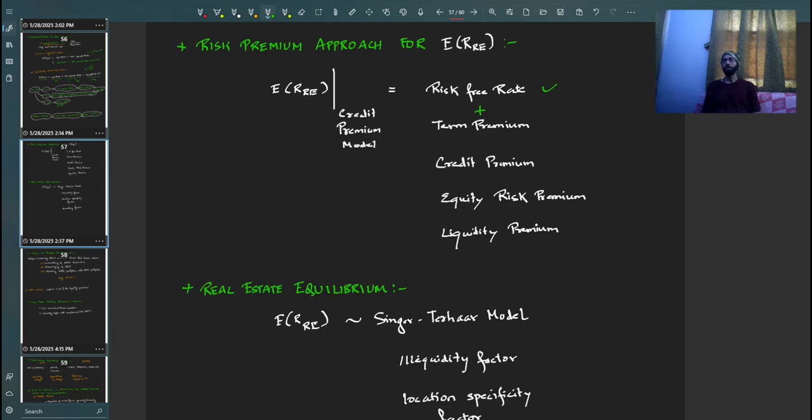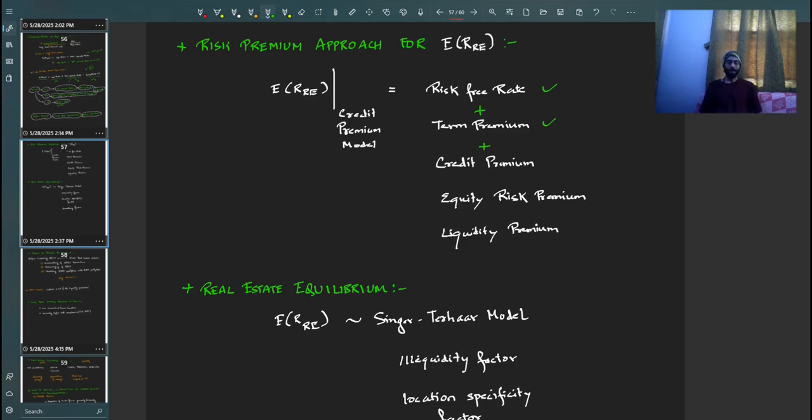Second, term premium. Real estate, is it an investment of 3 months, overnight, 15 days, or like 10-15 years or more? Generally, which kind of investment is it? It is a long-term investment. In fact, it is a very, very long-term investment in most cases. So term premium needs to be added.